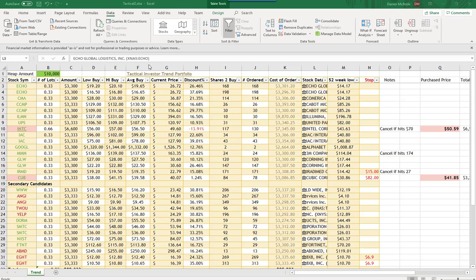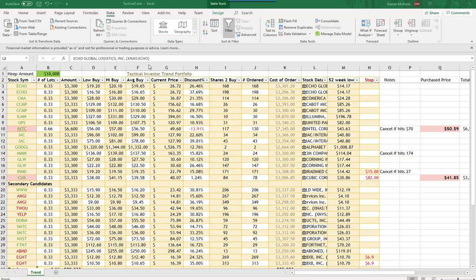Here is my tactical investor spreadsheet, and on this spreadsheet I am showing the trend portfolio. I do have extra tabs on my big spreadsheet that has the ETF portfolio and the others, but I wanted to point out a couple of things about this spreadsheet.